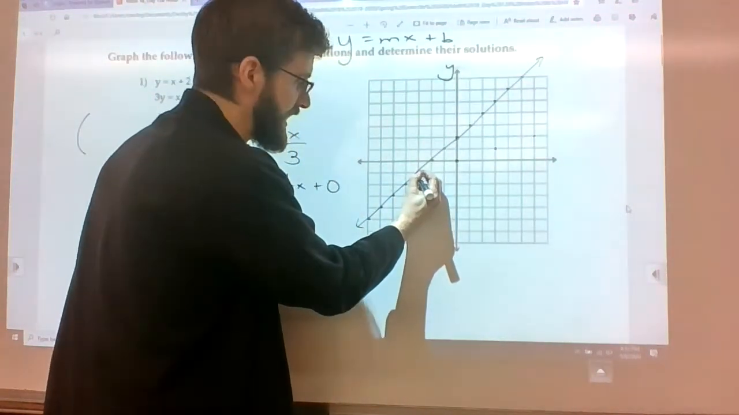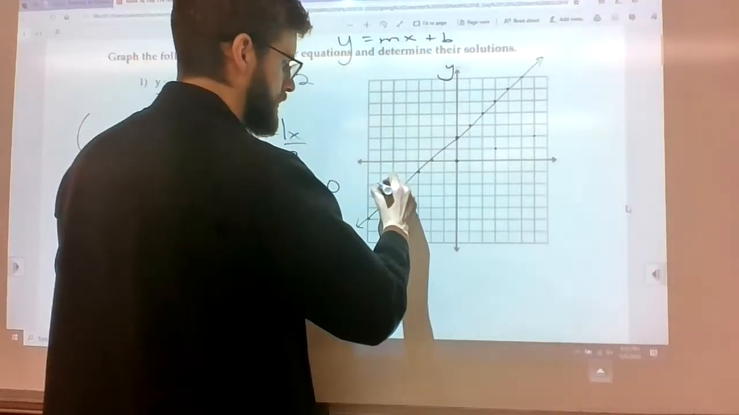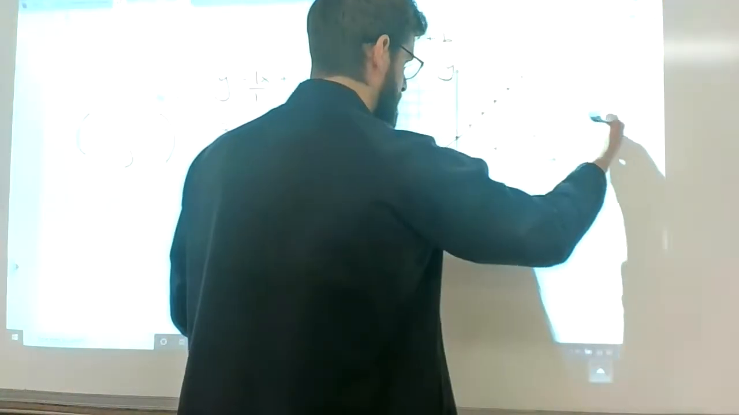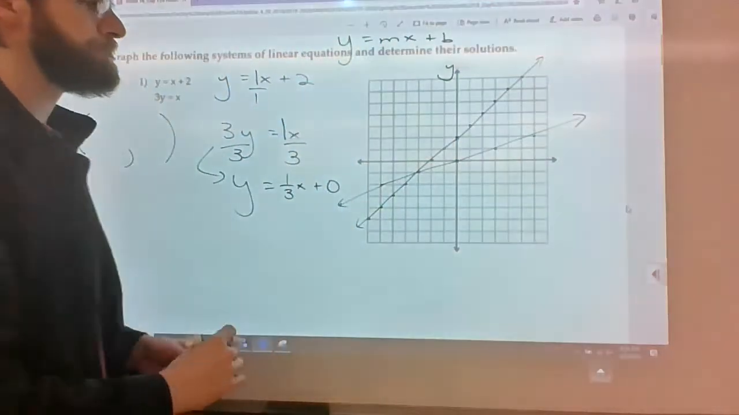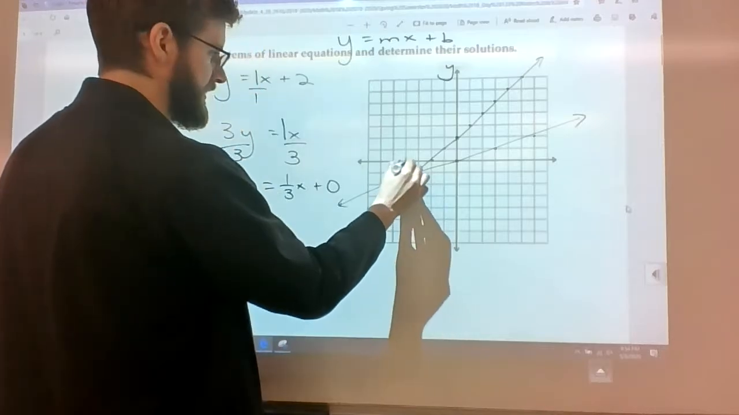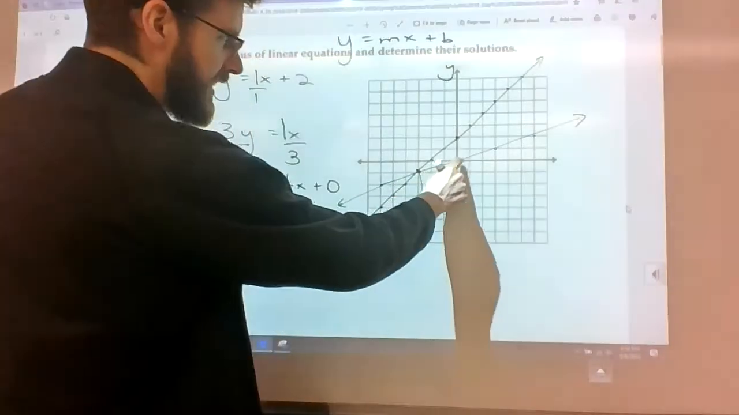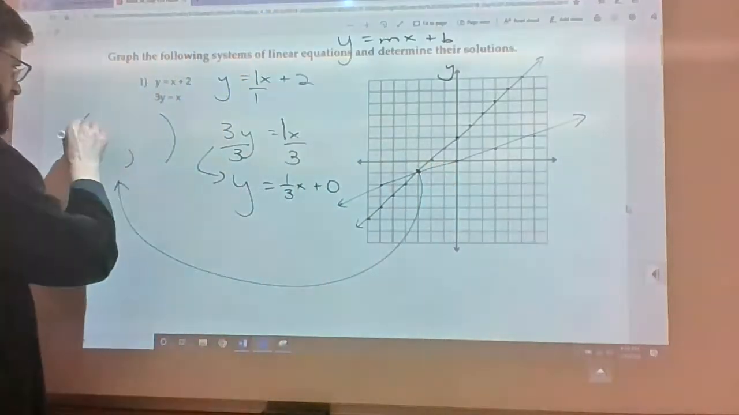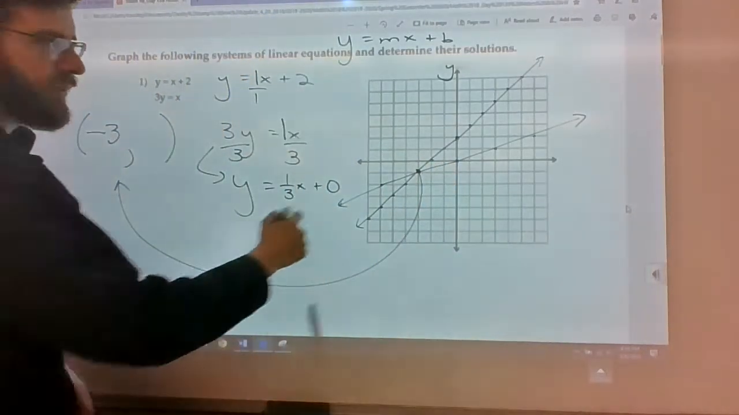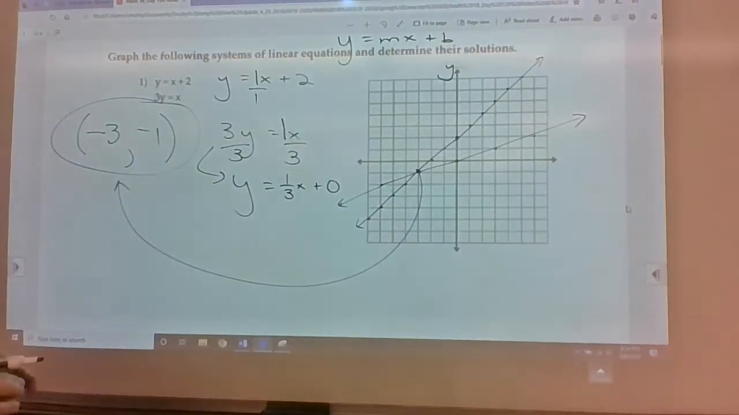Found our point of intersection. I'm going to graph the line though. And our point of intersection is this dot right here, which is left 1, 2, 3. The x value is -3. The y value is down 1. There's my solution.